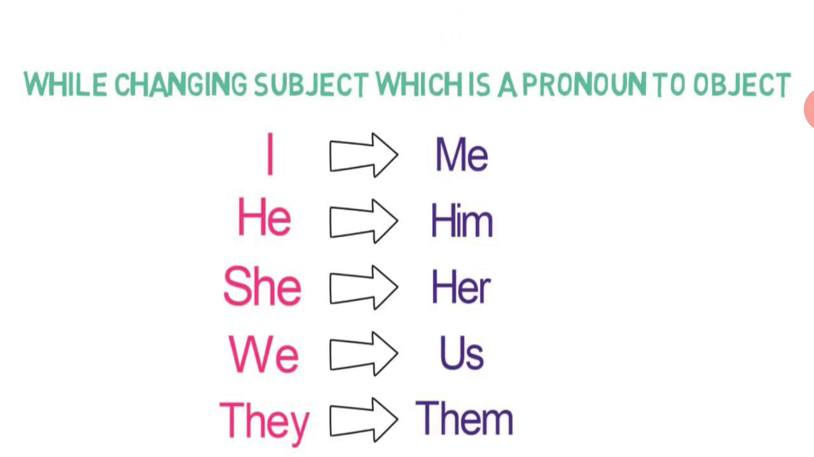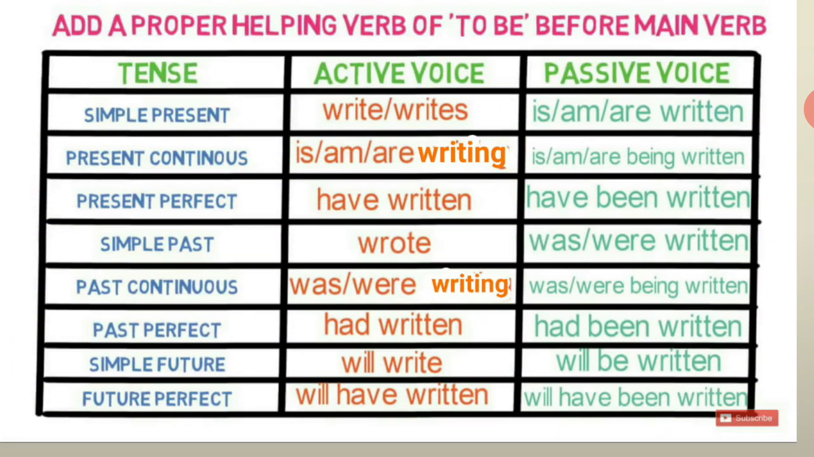When replacing the subject, which is a pronoun, with an object, the conversion will be like this. I changes into me, he changes into him, she changes into her, we changes into us, and they changes into them. We need to add a proper helping verb to be before the main verb. This helping verb is decided based on tenses.